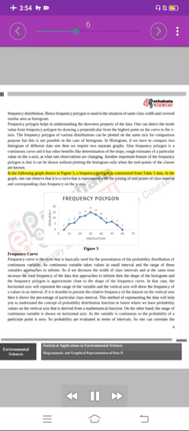In the following graph shown in Figure 3, a frequency polygon is constructed from Table 1 data. In the graph, one can observe that it is a curve that is represented with the joining of midpoints of class interval and corresponding class frequency on the y-axis. Figure 3. Frequency curve.